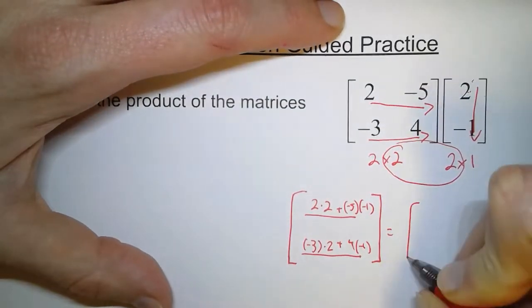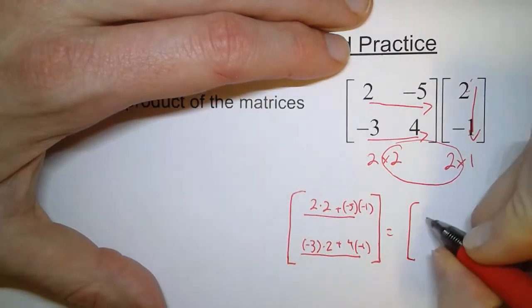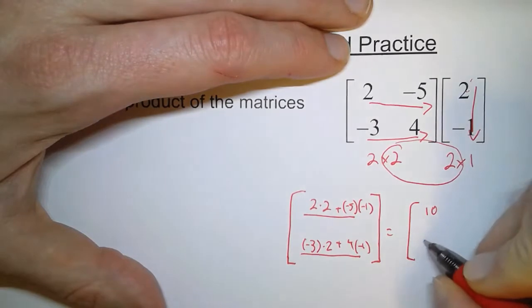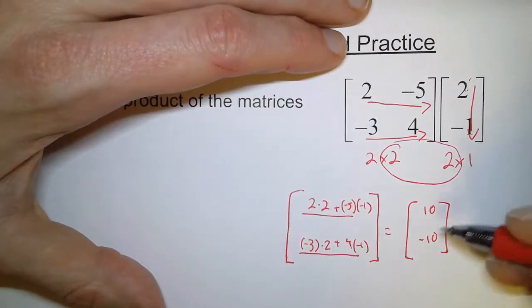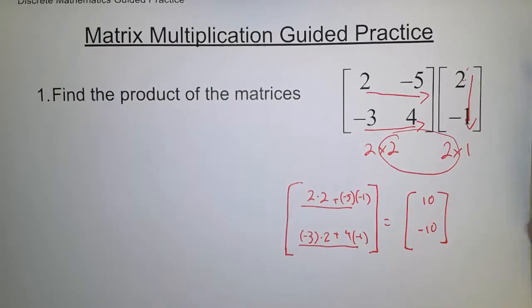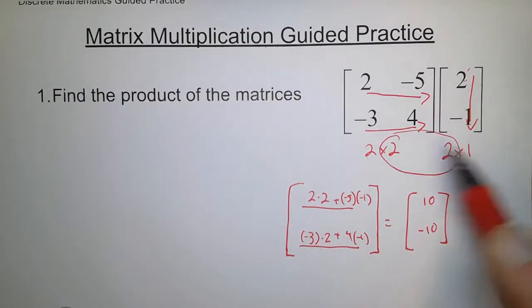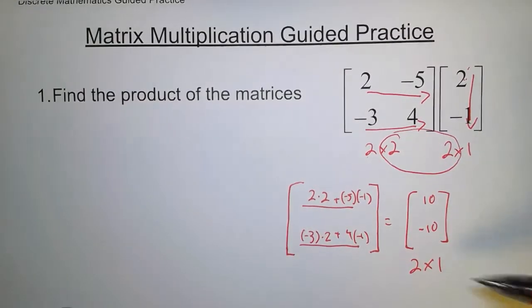And so we can simplify those numbers. So we have 4 and 6 makes us 10. -6 and -4 gives us -10. So there is our answer. Again, it's a 2 by 1, because the two numbers that are on the outside tell us what order matrix we will have.